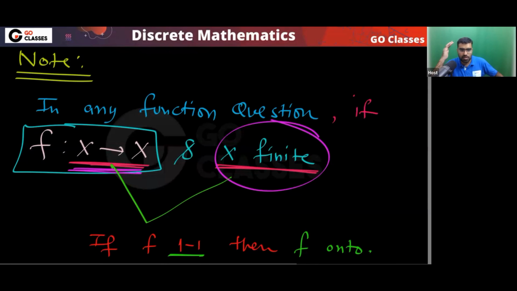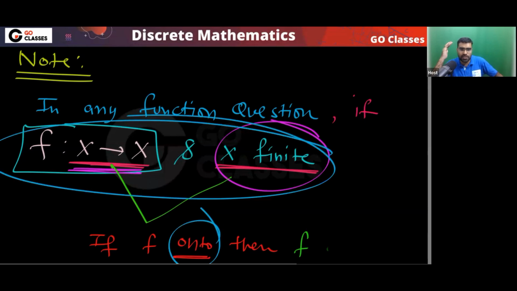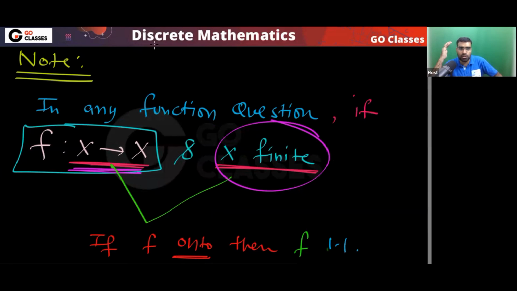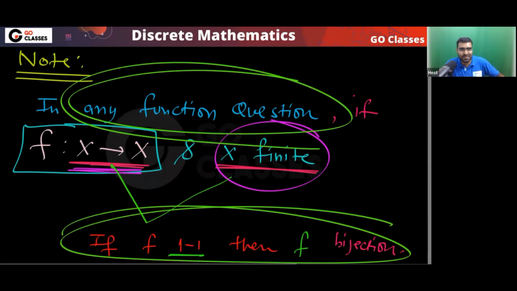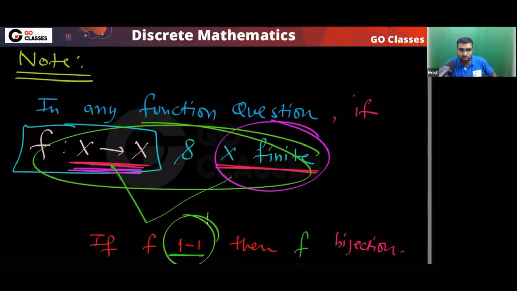Hopefully you understood. Just remember that if I give you this information with this deadly combo, what should come to your mind? That f is one-one also. So finally, if I give you this deadly combo, then you should remember that f is a bijection. All these are important points. Why am I telling you all these things? You should keep in mind that in this deadly combo, if this happens, then this will also happen.